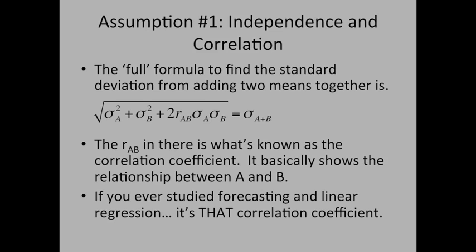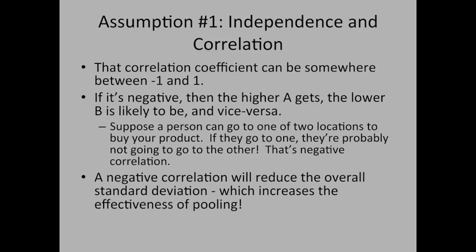Now, if you remember linear regression, it's the same correlation coefficient that we see within linear regression. This correlation coefficient is a number somewhere between negative 1 and 1. If it's negative, then that means that the higher a gets, the lower b is likely to get, and vice versa. A good way of thinking about this: you have two stores to choose from. You decide to go to one and then don't go to the other. Well, that's a negative correlation, because if you'd gone to the other store, you probably wouldn't have gone to the first one. So that's what's meant by negative correlation here: if the results from one place are higher, the results from a second place are likely to be lower. A negative correlation will reduce the overall standard deviation and will increase the effectiveness of risk pooling.